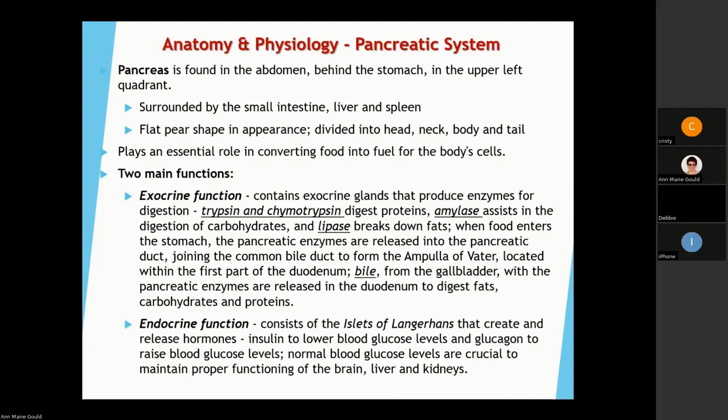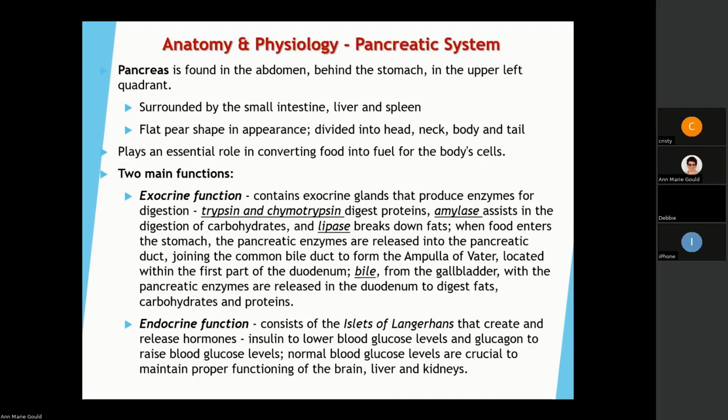So when food is entering into the stomach, the pancreatic enzymes are released into the pancreatic duct, joining the common bile duct to form the ampulla of Vater, and that's located within the first part of the duodenum. Now, bile from the gallbladder is released with the pancreatic enzymes in the duodenum to digest your fats, carbohydrates, and proteins. So there's a lot of digestion going on with enzymes between your stomach, your liver, and your pancreas.